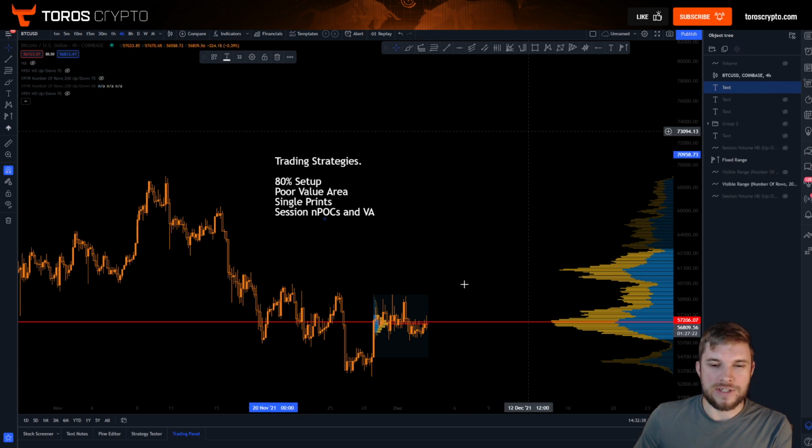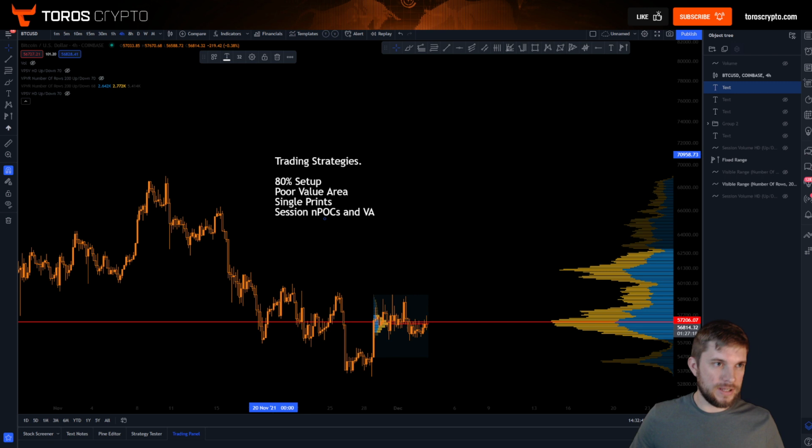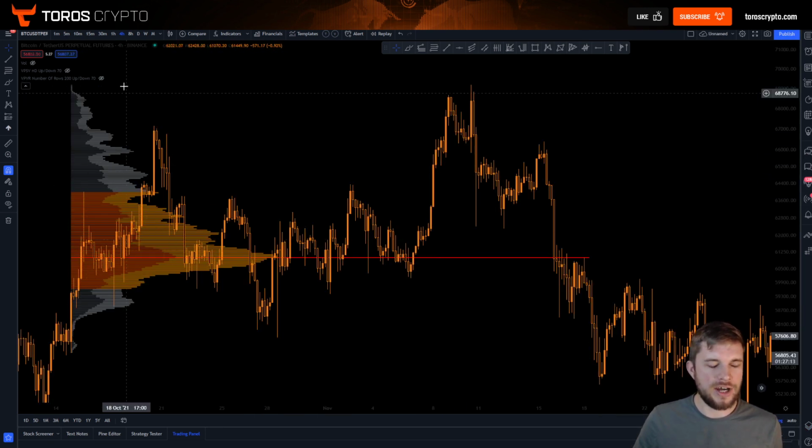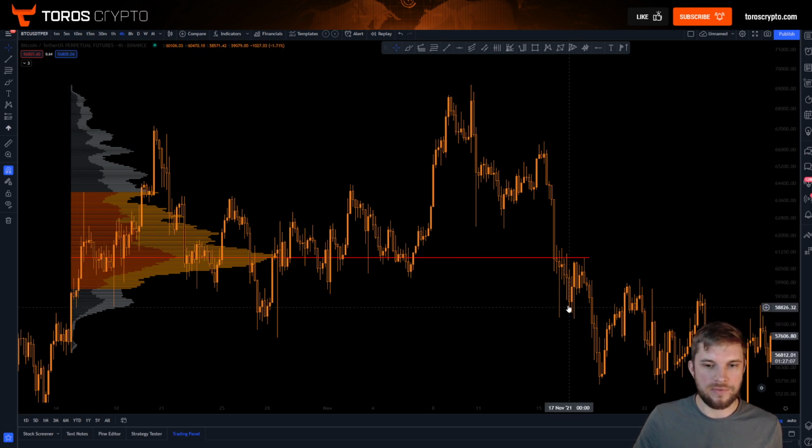But we'll give a few other examples of just how you can use this with your trading. So we've just got a couple of charts here. Here is a chart with a fixed range volume profile from the 14th of October up until the 18th of November.